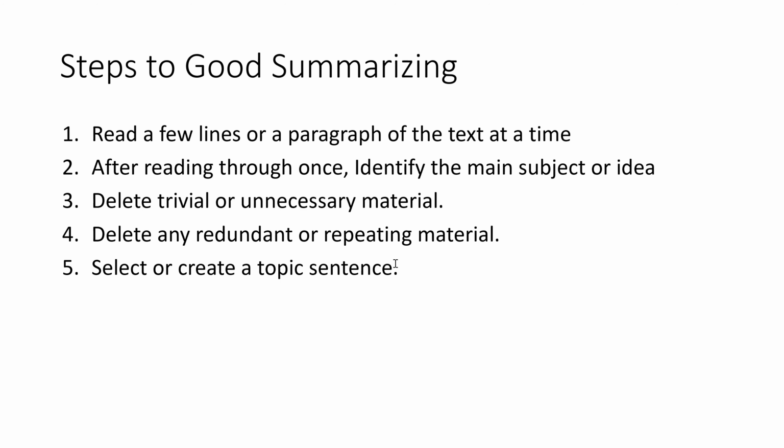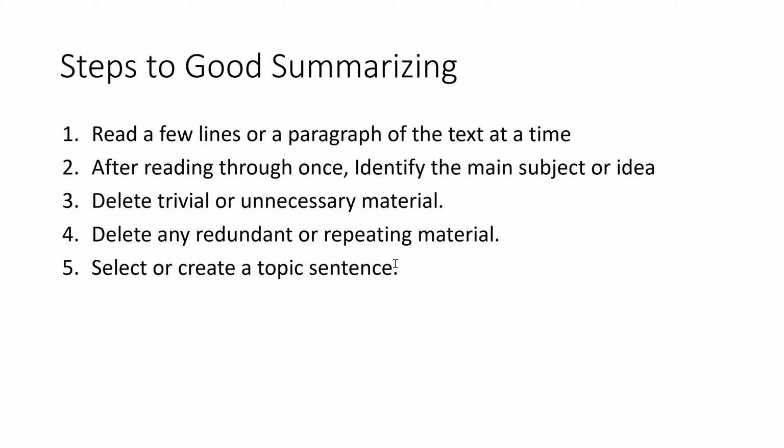So the first step is, when you're reading an article, you're going to read piece by piece. Don't try to read the whole article all at once. You're going to read a few lines or a paragraph of the text at a time. Next, after reading through once, you're going to identify the main subject or idea. So that's like a keyword. It's not your summary sentence yet, but just a keyword to focus your brain on what we're talking about here.